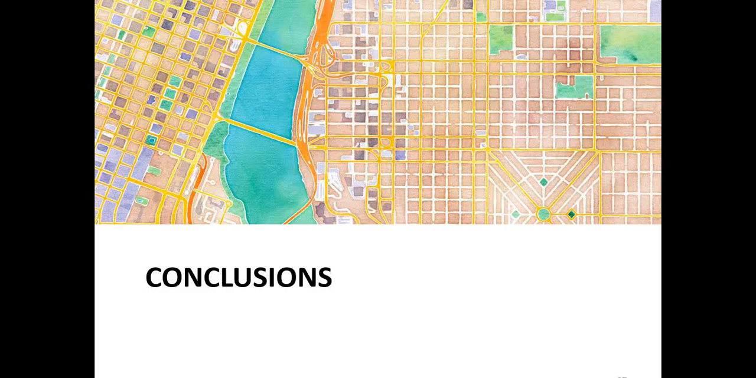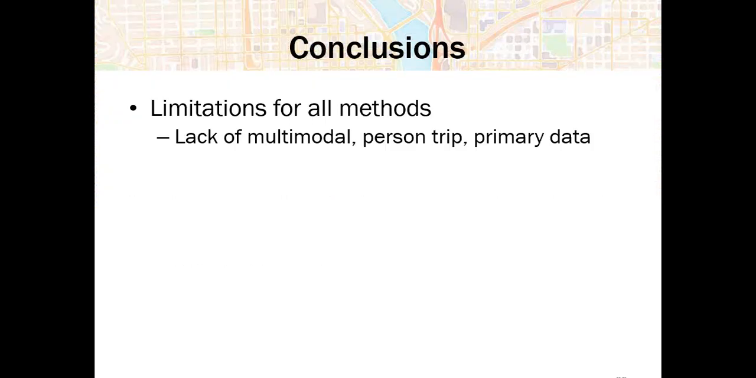And so in conclusion, looking at the 3 methods that I presented to you today, we were talking about 3 off-the-shelf, ready-to-use adjustments that allow users to account for urban context when they're estimating trip generation rates. They all have the same limitations, though. For one, we really lack the multimodal person trip primary data that we need in order to either make more robust methods to estimate multimodal trip generation rates or to test our assumptions to see if our methods are valid.